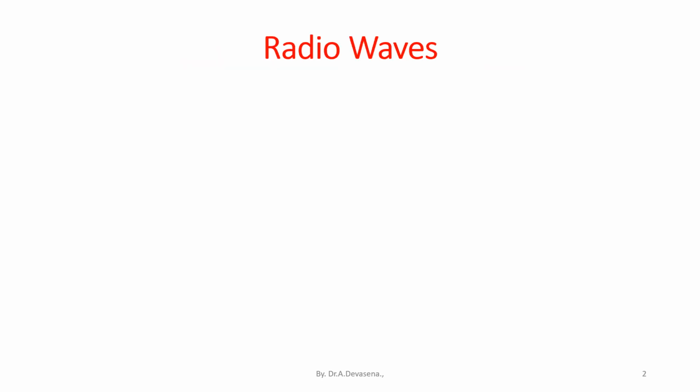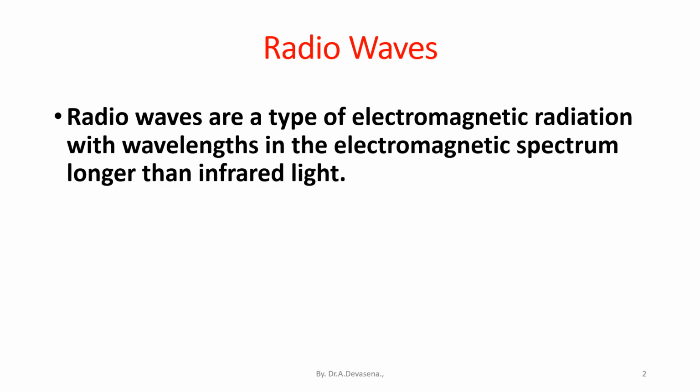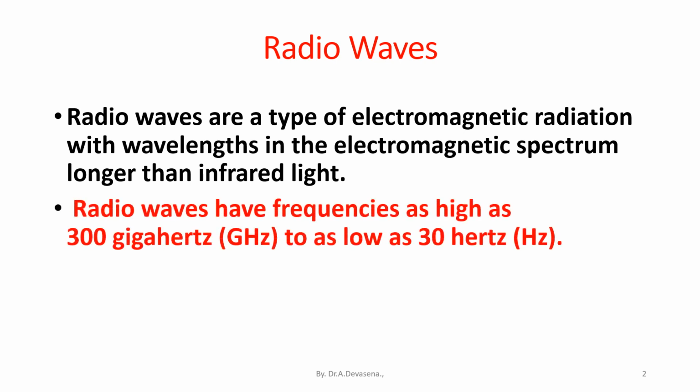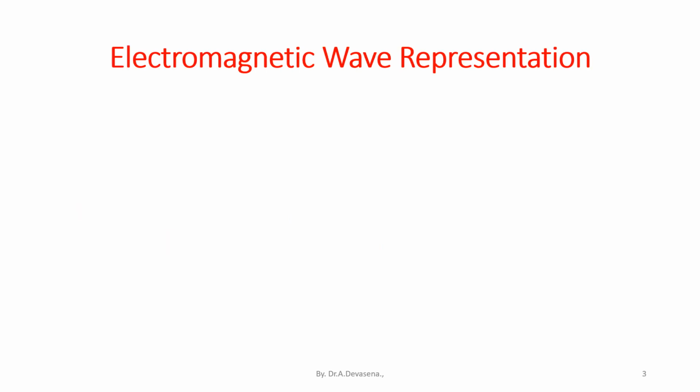Radio waves. Radio waves are a type of electromagnetic radiation with wavelengths in the electromagnetic spectrum longer than infrared light. Radio waves have frequencies as high as 300 GHz to as low as 30 Hz. Let us see the electromagnetic wave representation.